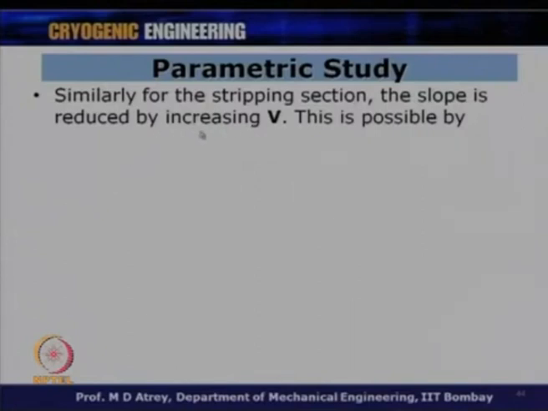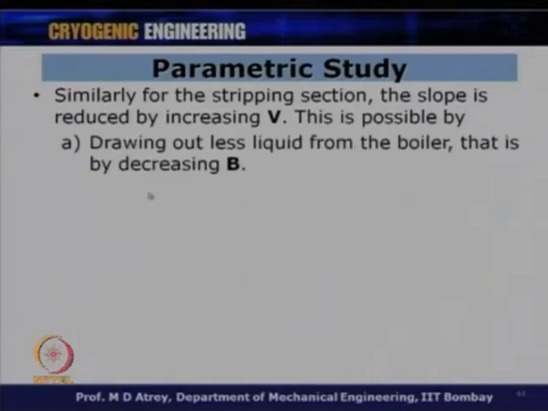So, L by V can be decreased by increasing the denominator, by increasing the V. And how do I do this? This is possible by drawing out less liquid from the boiler, that is by decreasing V. So, I can take less V, and therefore, more V is going to go back. I will not use all the liquid which is coming down, but I am going to take less liquid, and therefore, the remaining liquid will get vaporized, and therefore, V will increase. So, this is one of the ways.